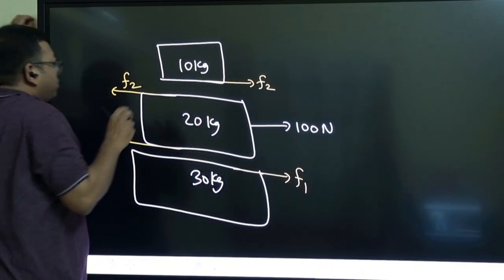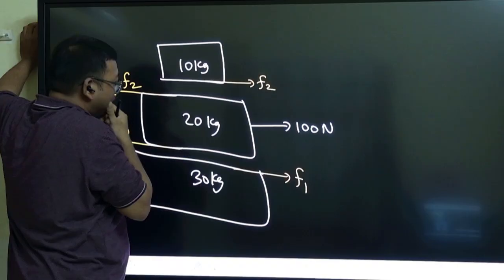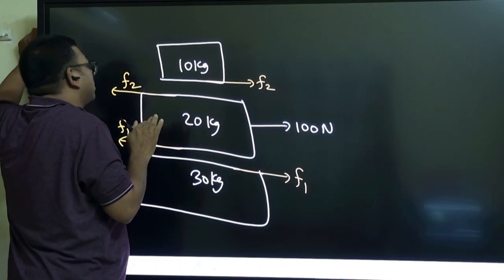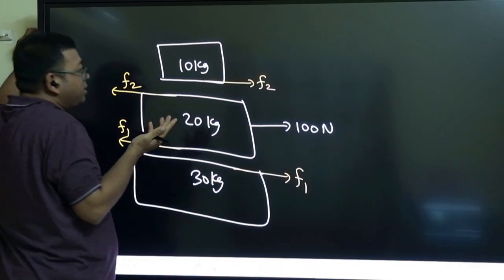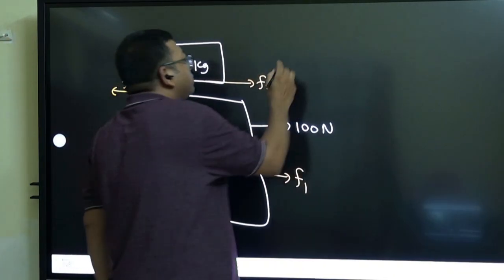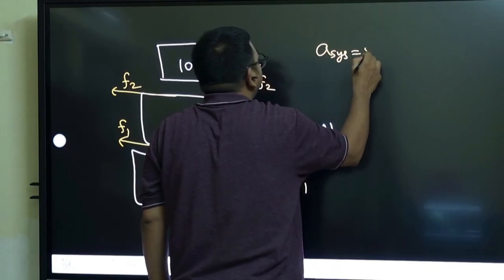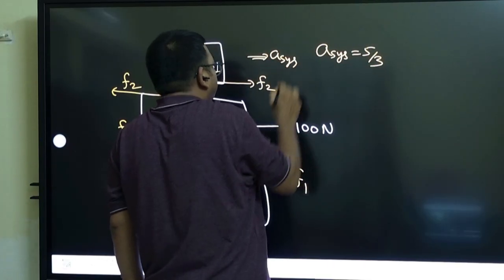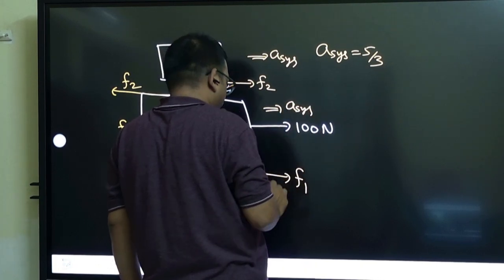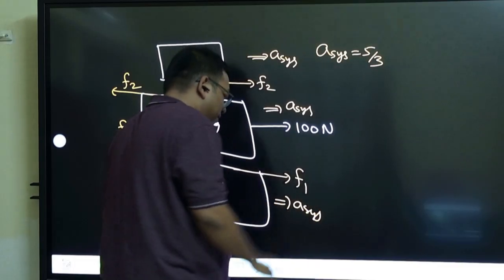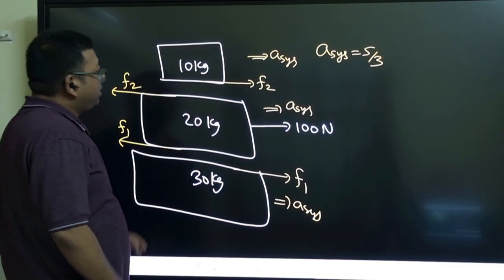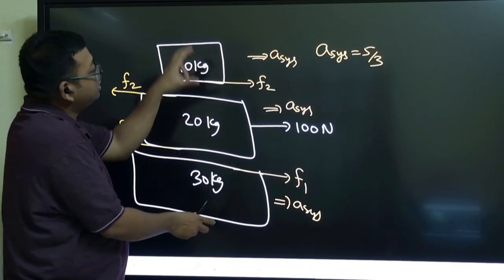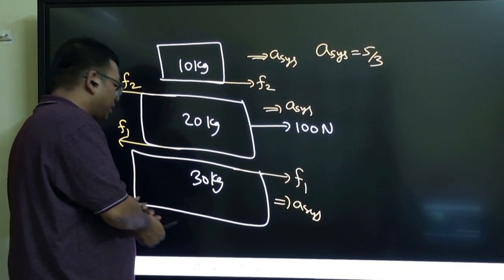Okay, so now let us try to see how to approach this. Can we calculate this F1? Which one should we calculate first? Can we take it this way also, that all of them are going with the same system acceleration? Let us take 5 by 3. All of them are going with the same system acceleration. If I apply that idea, then we can calculate here first, because F1 is acting here and F2 is also acting here. We can try this.